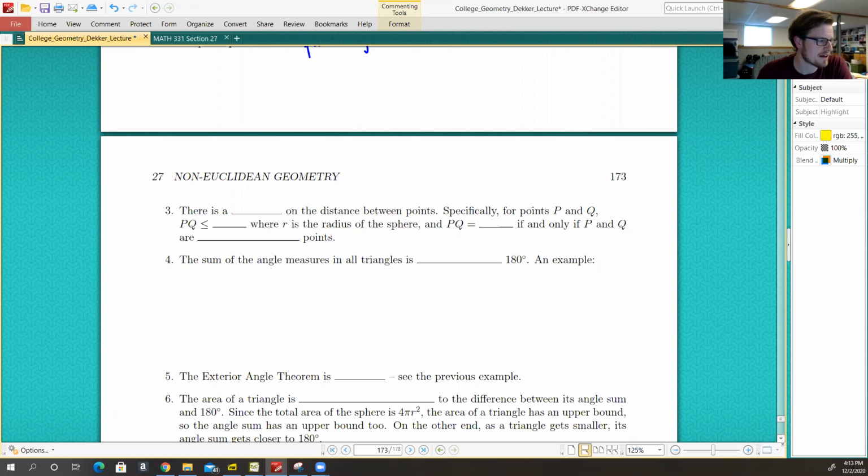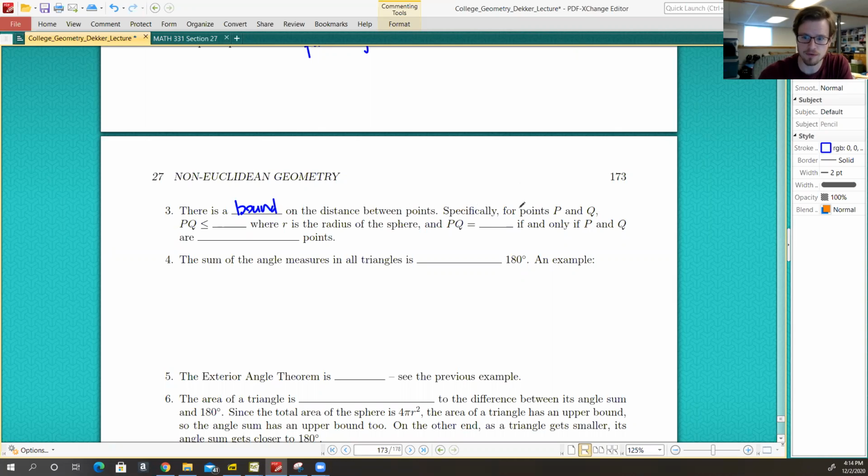All right, so what else? Well, the furthest away two points can be is antipodal points, right? If I travel along a great circle, the furthest I can travel before I start getting closer to where I started is actually halfway around the sphere, okay? So the furthest distance I can go from something is however far halfway around the sphere is. So there is a bound on the distance between points.